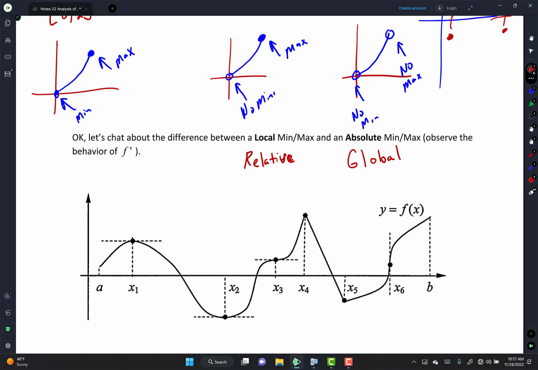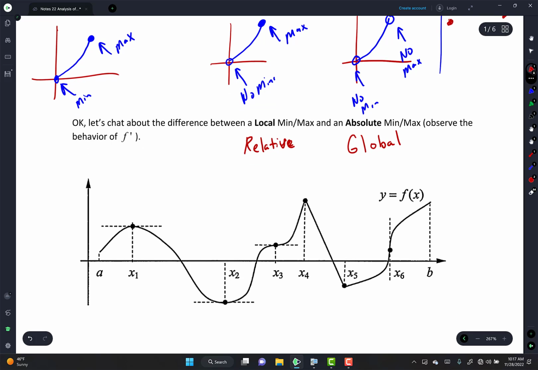Let's talk real quick. Right now, I just want to know, is it a max or a min? So look at X1. Is X1 a max or a min? It's a max. I'm going to put local for now. Look at X2. Max or a min? It's a min. And notice that they're all in the vicinity. That's the smallest there is, right? What about X3? Is it anything? No, it's nothing. It's not a max or a min.